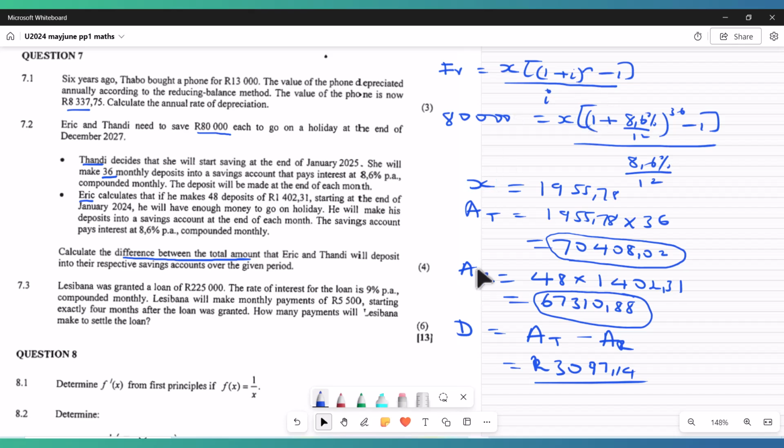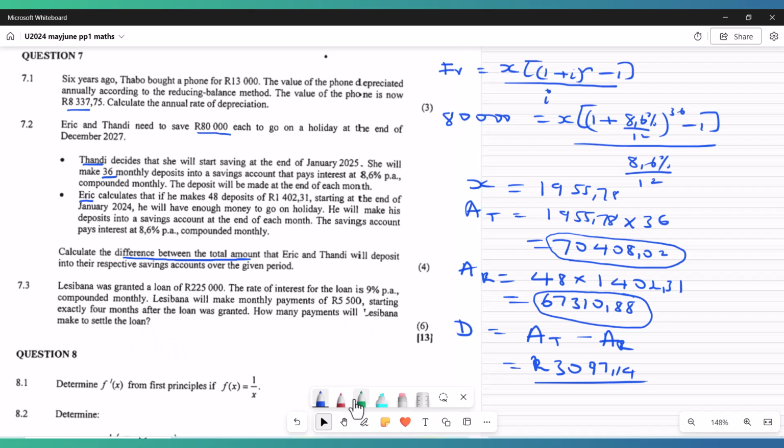Now, the next question says that Lesivana was granted a loan. The rate of interest of the loan is 9% per annum compounded monthly. Lesivana will make a monthly payment of this much, starting exactly 4 months after the loan was granted. How many payments will Lesivana make to settle the loan?